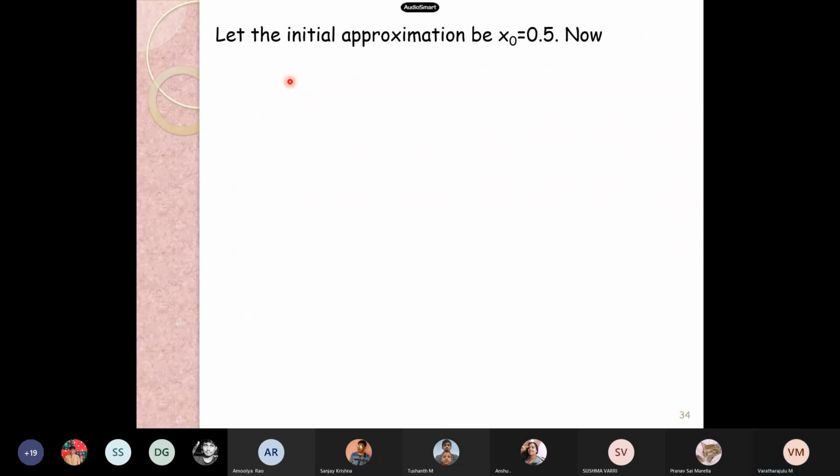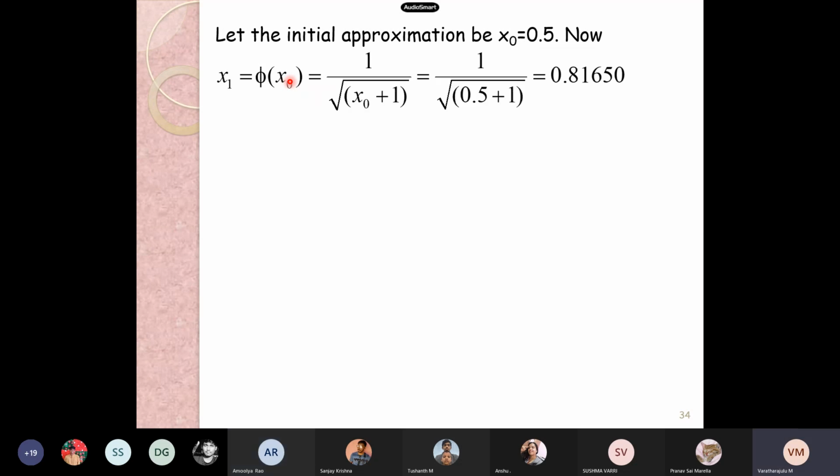Amolya, 0.8165. Very good. That is our first iteration, that is our first x1. I think here I have taken 5-digit accuracy. Please change your mode and now fix your digits as 5. Okay, sir. But let the equation be the same. There won't be any changes. Now continue with equal to.